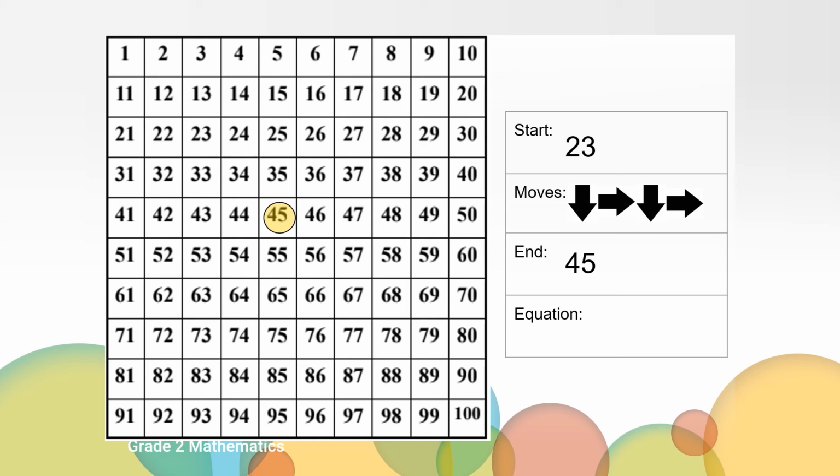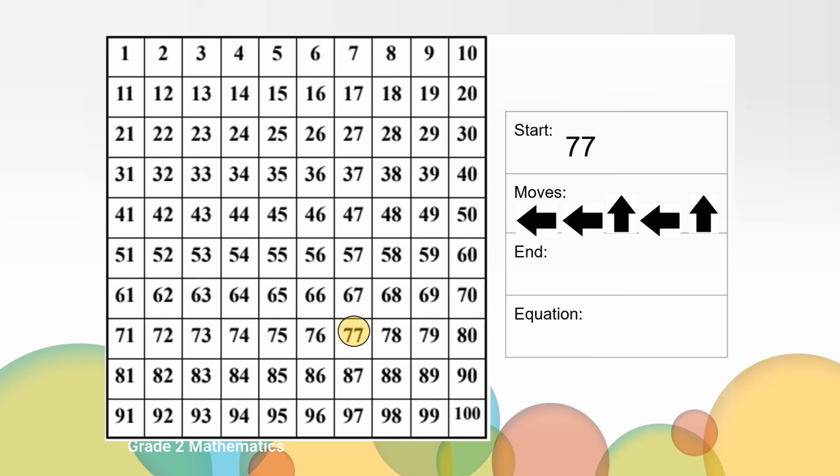Maybe you thought about it as starting with 23 plus 10 plus 1 plus 10 plus 1. Or maybe you thought about adding the value of all the jumps we made on the hundreds chart, which was 22, and added it to our starting number. So 23 plus 22 equals 45.